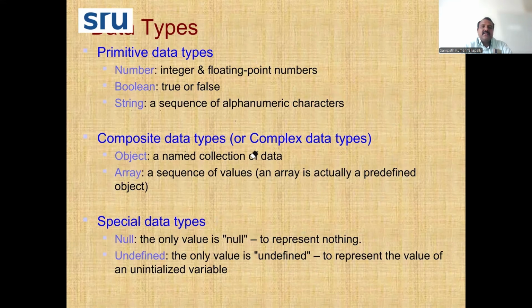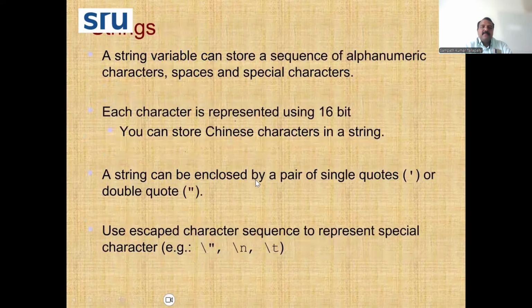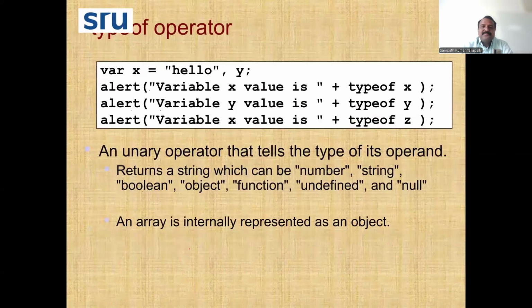Now we'll go ahead and see what other things we have. Now we'll see strings. As we all know, a string is a sequence of alphanumeric characters, spaces, and special characters. Whenever I want to store data in the form of a string, I can include it in single quotes or double quotes. Whenever I want to show a special character, we use a slash and then give that special character.